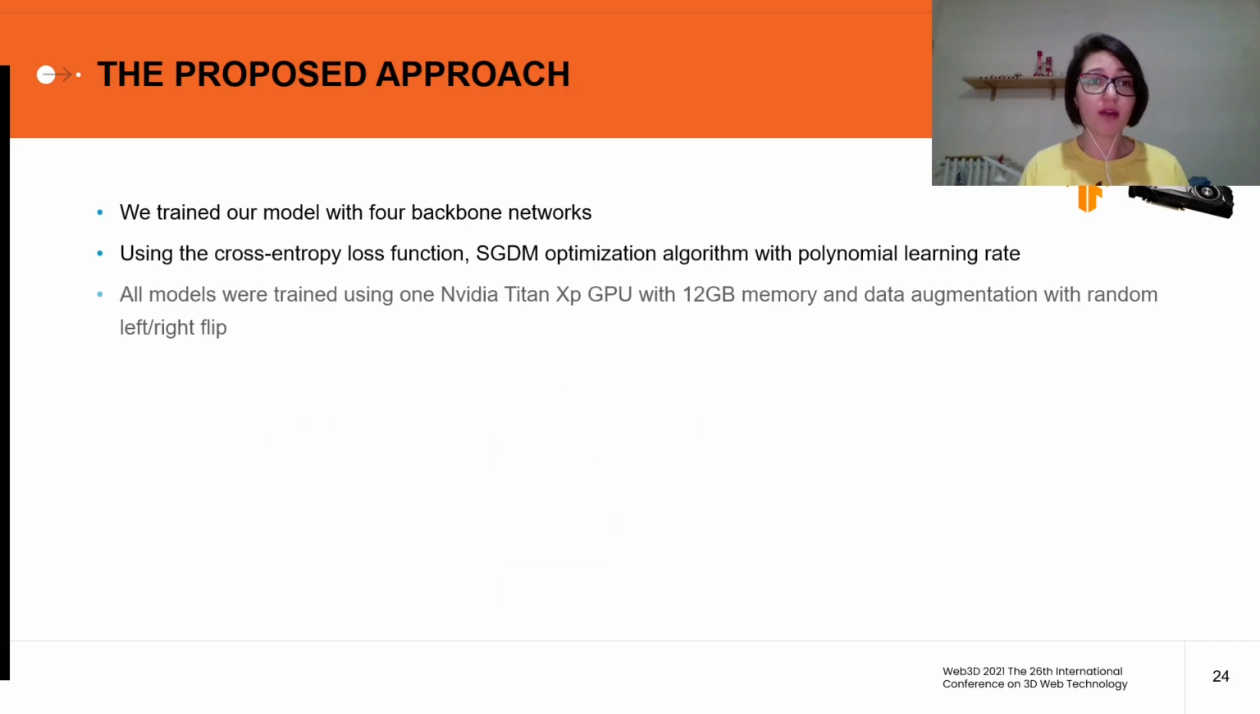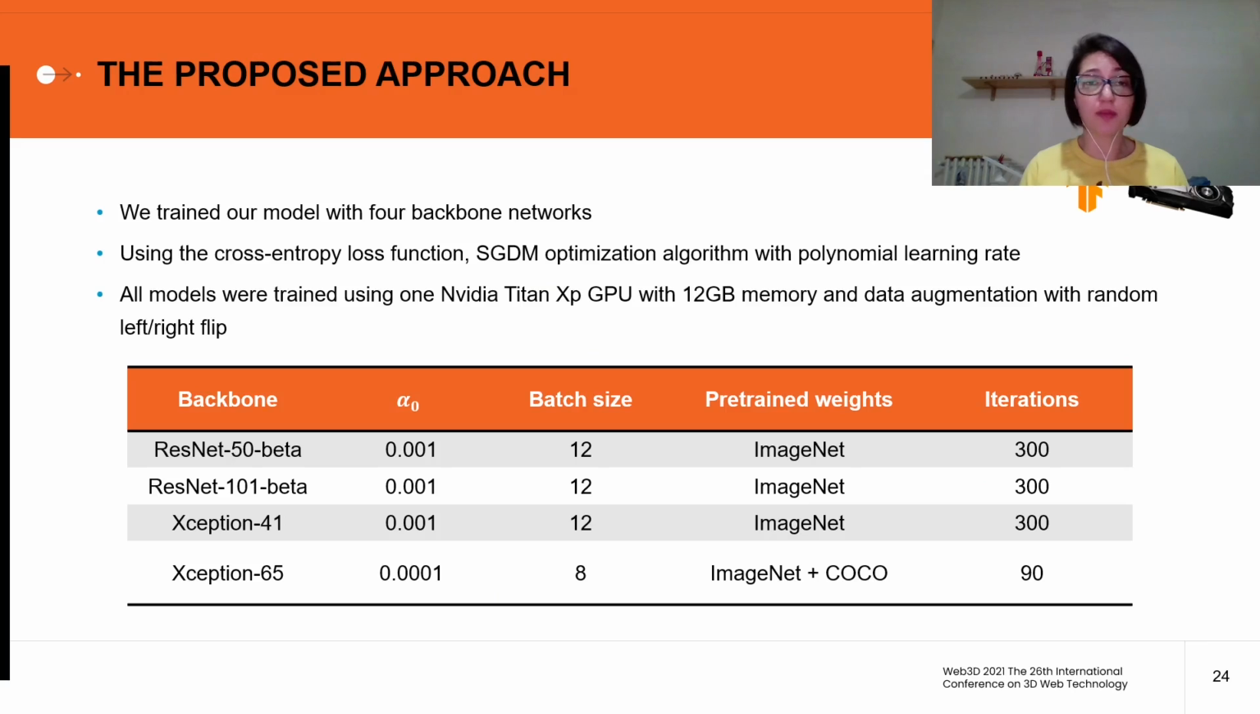We train our models using a GPU, performing data augmentation. We use the cross-entropy loss function, which is a well-known loss function for segmentation tasks, and SGDM, the stochastic gradient descent optimization algorithm with momentum, with a polynomial learning rate with power value 0.9 and momentum 0.9. All networks use pre-trained weights.